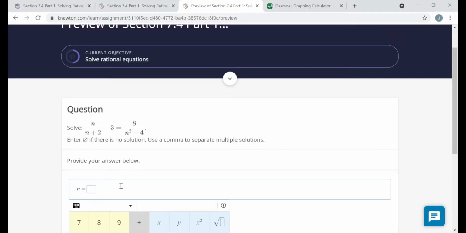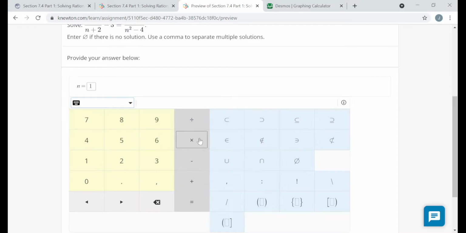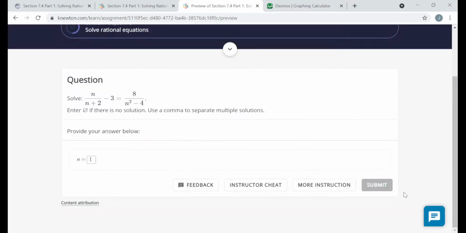Now, if for some reason both of them didn't work, then I would enter the empty set symbol, which you could find down here. Go to sets, and you should be seeing the empty set symbol here, this little circle with the slash through it. That's if there's no solution. That was if nothing worked. But 1 works here, so I enter 1, hit submit, and it should be fine.